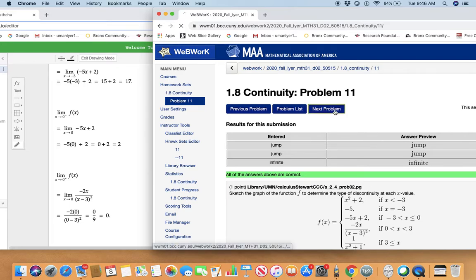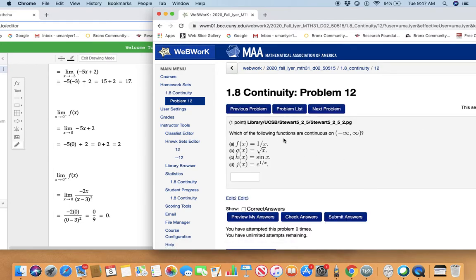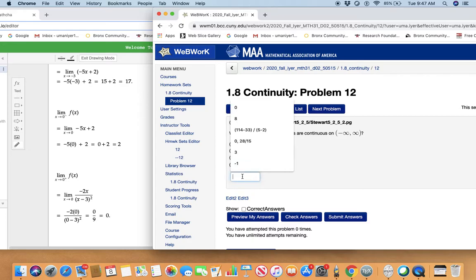All right. Next problem. Which of the following functions are continuous on the entire real line? 1 over x, it is not continuous when x is 0. Square root x, it is not defined for x less than 0. Sin x, now that is continuous and defined everywhere. So it is C.